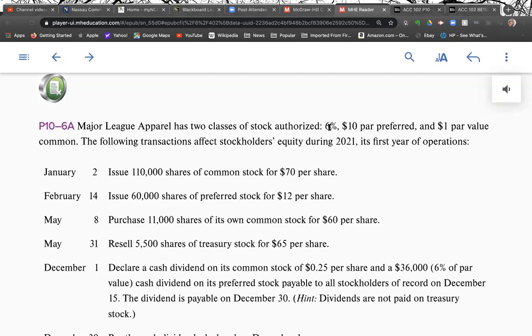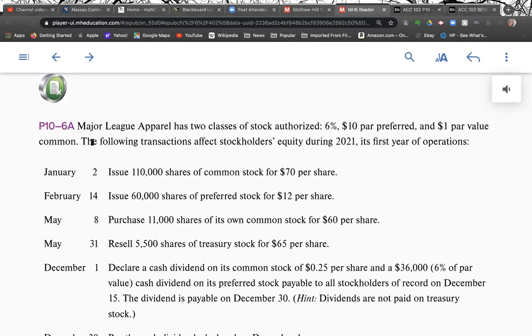Now you could look at it a few different ways. It's 6% of $10 times the number of shares. Or once we know what the total par value is, we could just multiply that by 6%. So sooner or later, we're probably going to have to deal with that. And we have $1 par value common. Right? So I can almost guarantee you now, what accounts are we going to have?